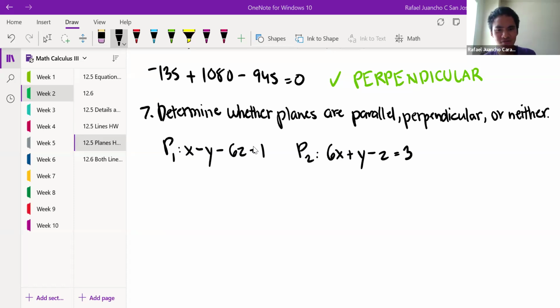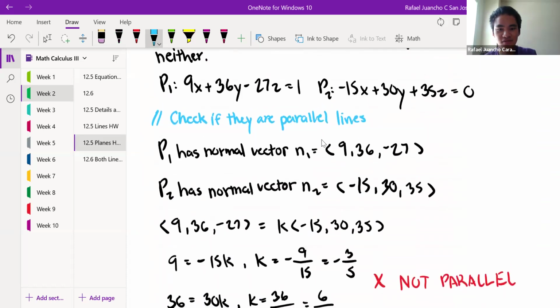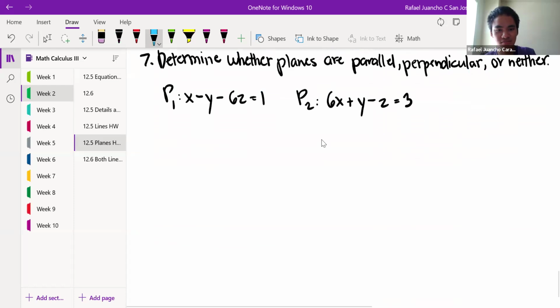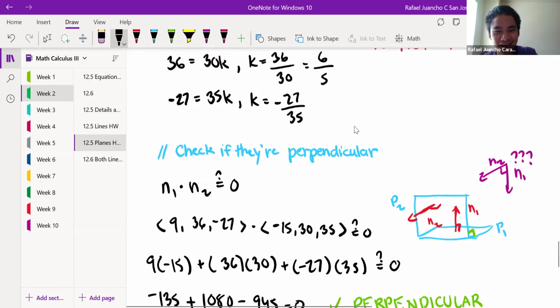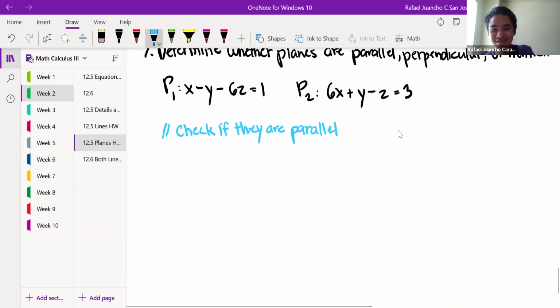Okay, now we want to determine whether they're parallel. So basically, we're going to follow the same steps. So how do we check again if they are parallel? Well, if their normal vectors are equal. See, now I'm writing vectors because I said vectors. Oh wait, did I say lines? Oh my God, I meant planes. Okay, they're parallel planes.